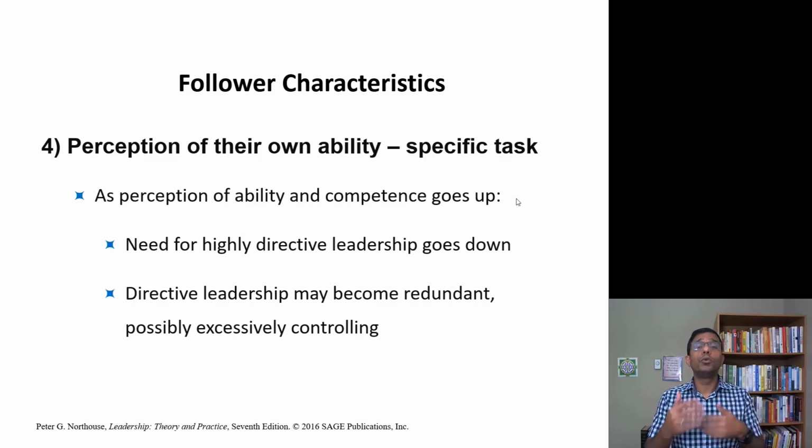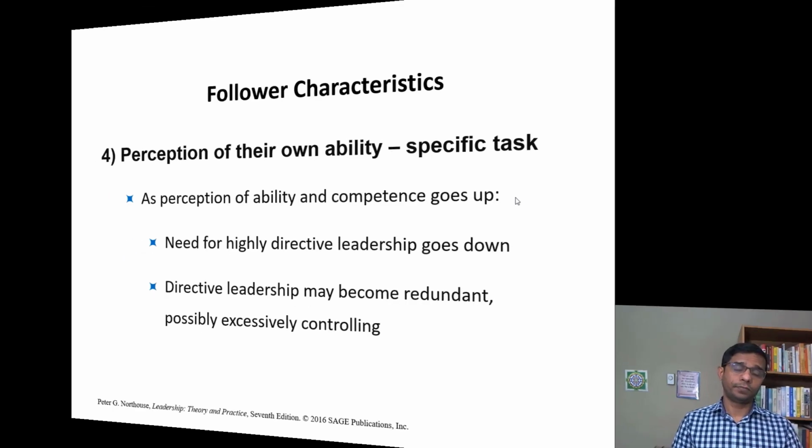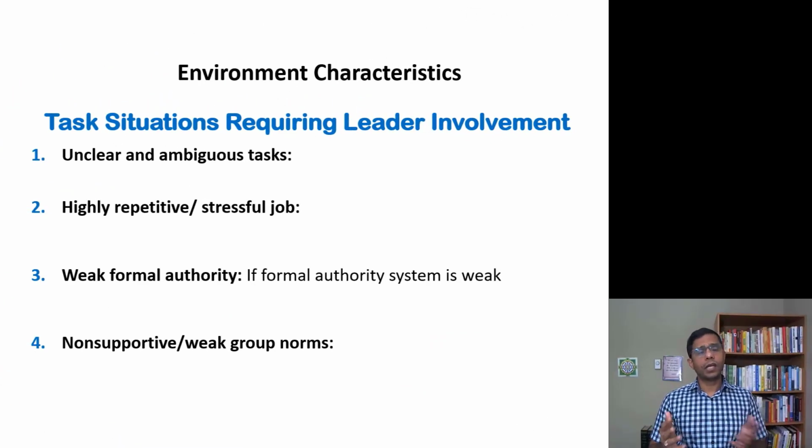In fact, if you continue to engage in directive leadership behaviors, that will appear like micromanaging, and it could actually make them frustrated. They could get demotivated if you continue to engage in too much directive leadership behavior for people who have high self-efficacy. Finally, some environmental characteristics, some task characteristics.